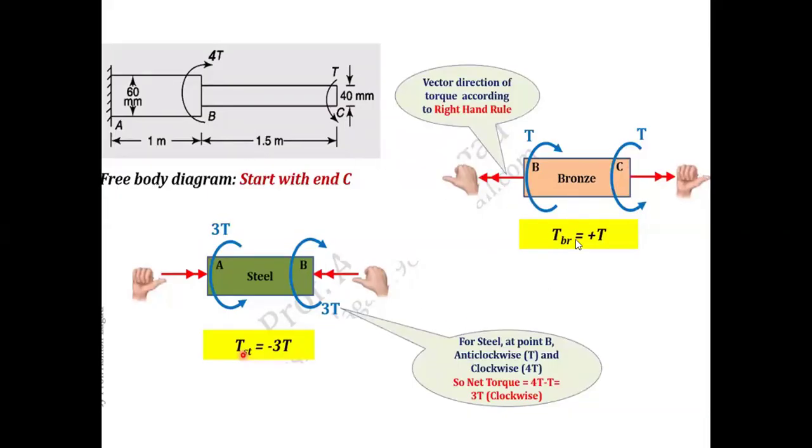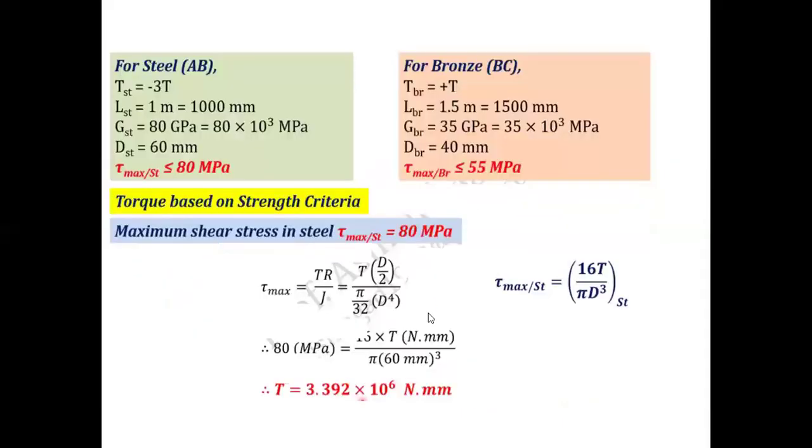So torque at bronze is plus T, torque at steel is minus 3T. Okay, because overall this torque will be 4T minus T. Okay, so it will be minus 3T. Okay, that torque we have to consider. Now next we can take that value of tau max equals TR upon J. Radius is d by 2, J is pi by 32 d raised to 4. So tau max is equal to 16T upon pi d cube. So we'll get torque value for steel 3.392 into 10 raised to 6.